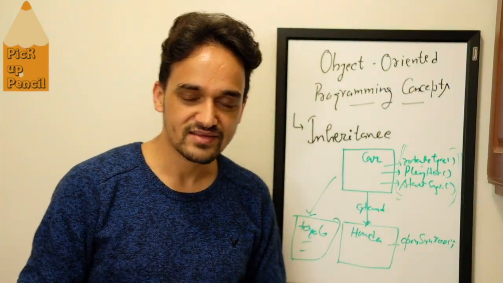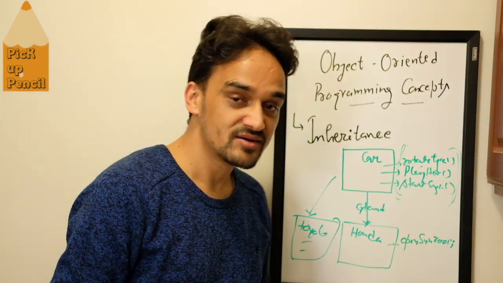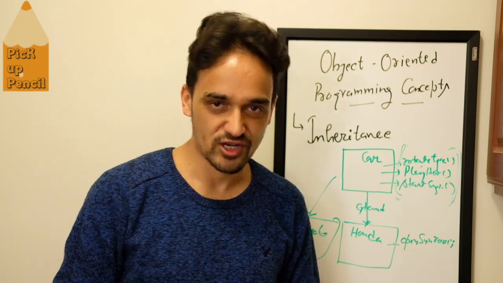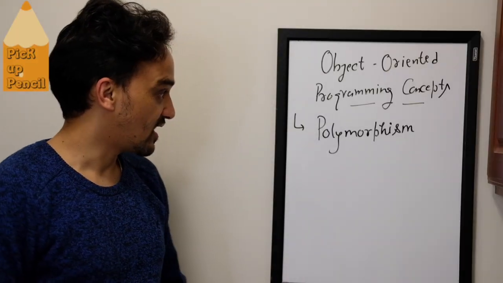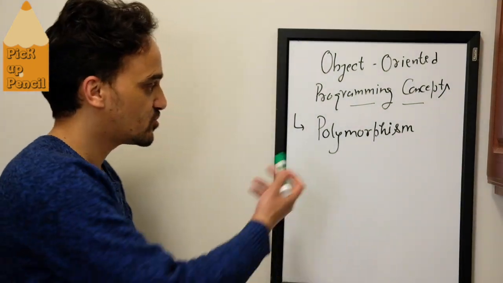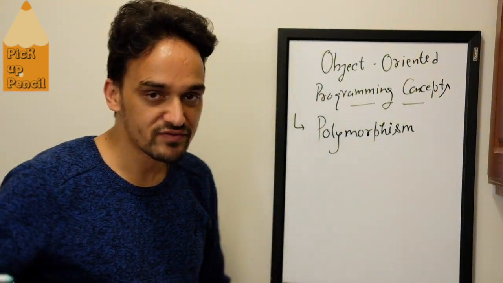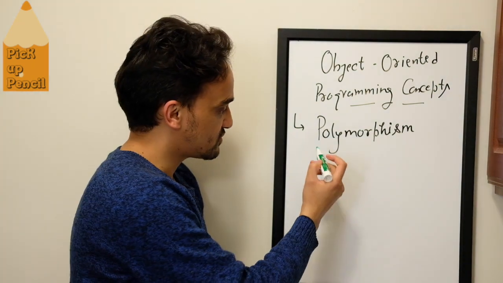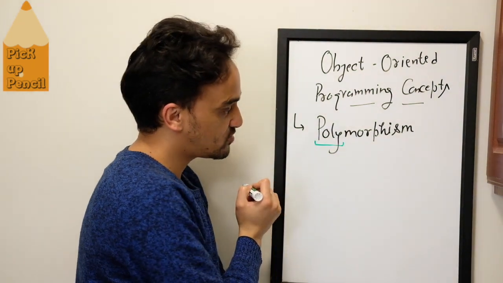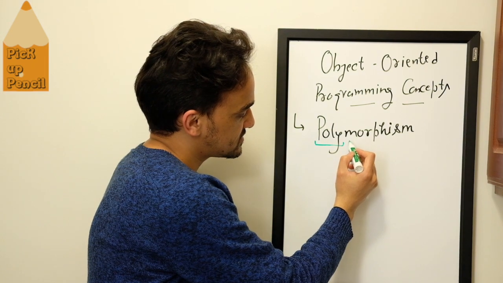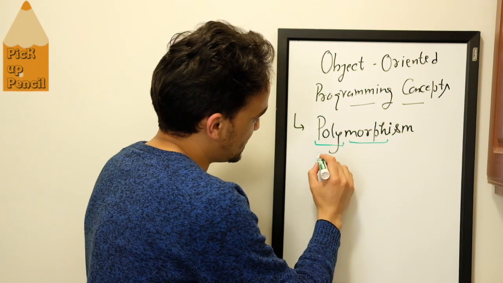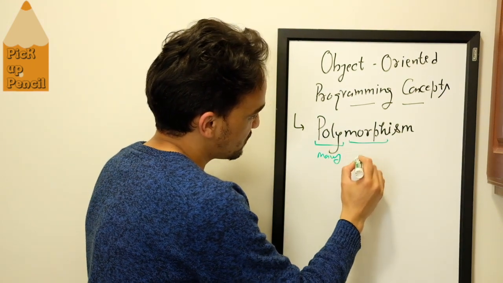So now after this we are going to move to the last object-oriented programming concept from today's video, and that is polymorphism. The fourth and last concept of object-oriented programming is polymorphism. So polymorphism, as the name suggests, is basically a combination of two words. One is poly and the second one is morph. Poly means many and morph means forms.